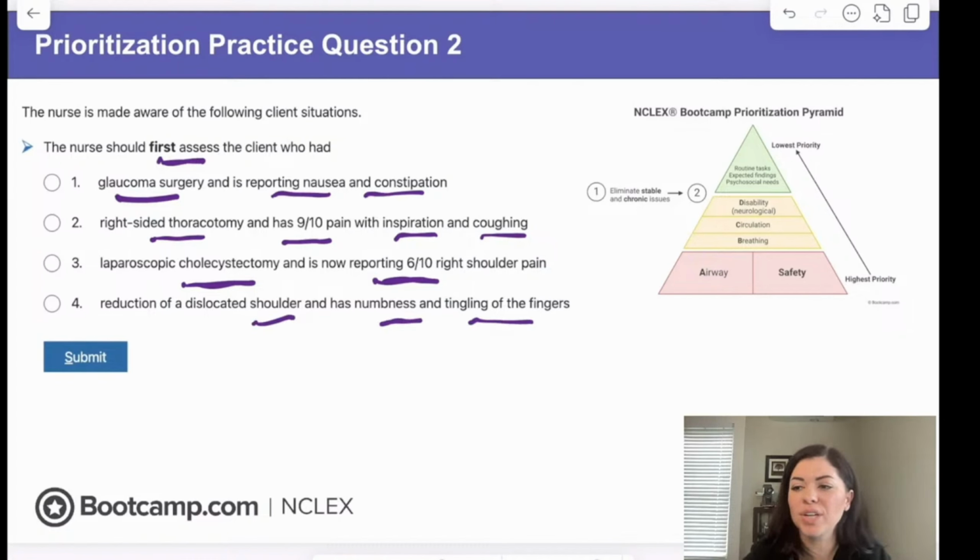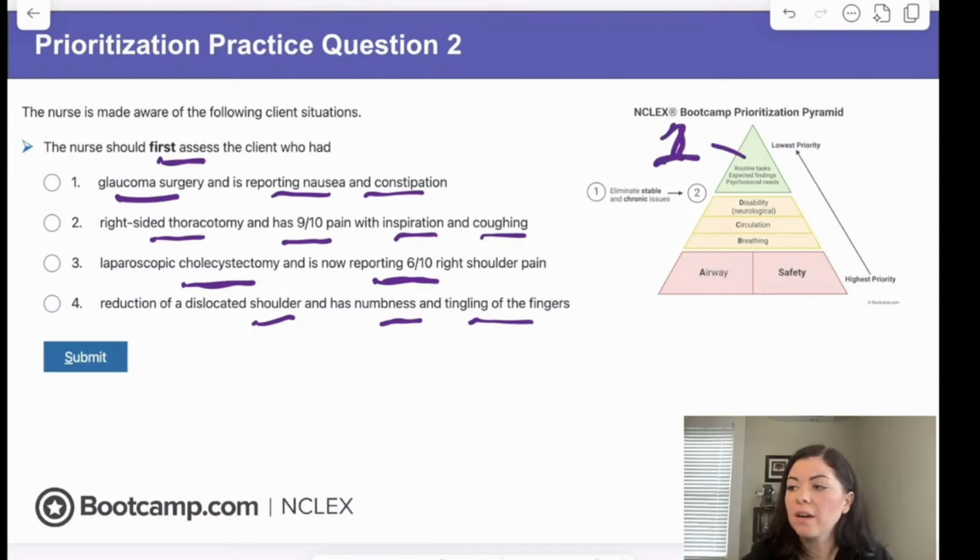So looking a little closer, in option 1, a client that had glaucoma surgery and is reporting nausea and constipation, we know that following any type of surgery, you can experience some nausea, some GI issues from anesthesia. And at this time, this client is stable and has some expected findings.